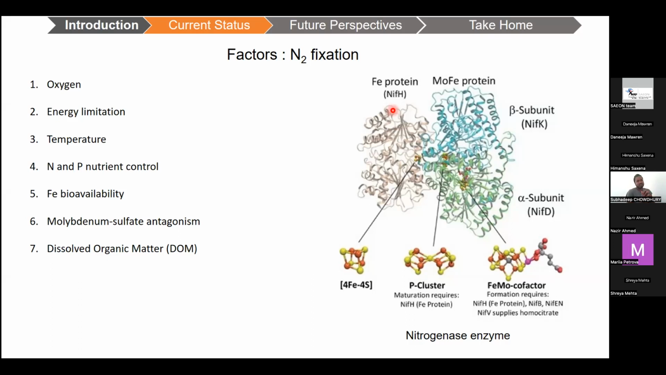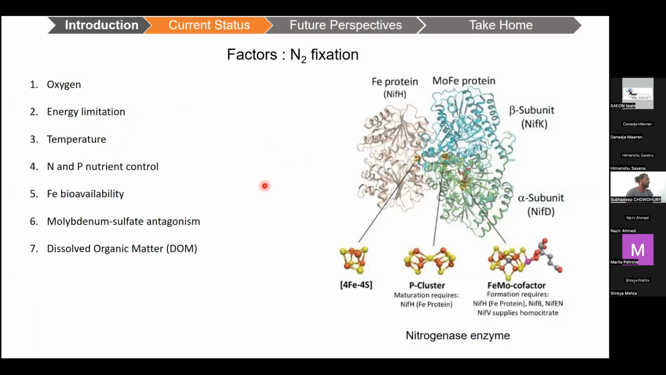So this nitrogen fixation has different control mechanisms: there are biogeochemical controls and physical controls. One of the basic control mechanisms comes from oxygen, because oxygen inhibits this enzyme. As you know, it is an energy-demanding process. It requires 16 ATP, so energy could also be a limiting factor.